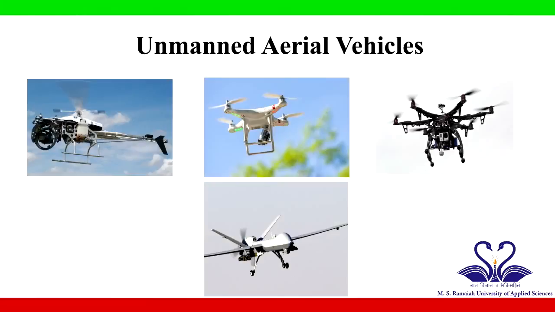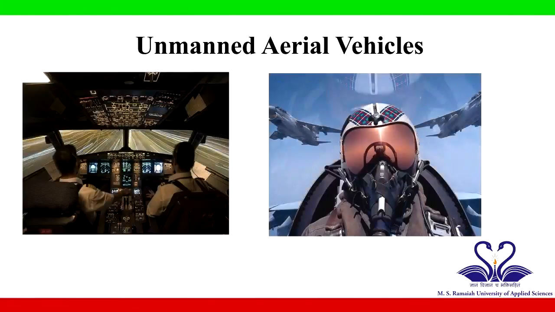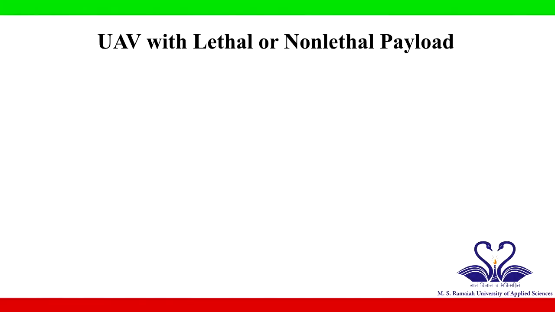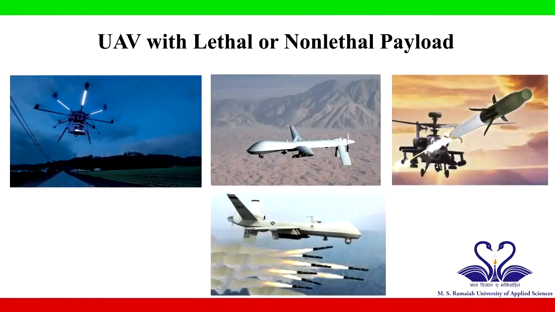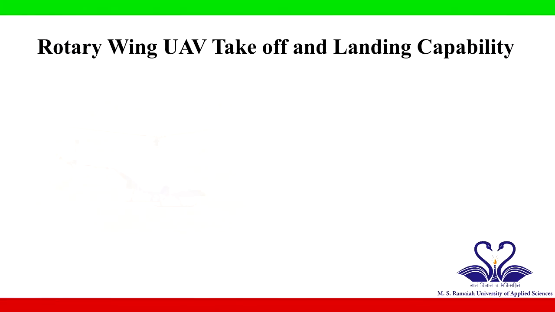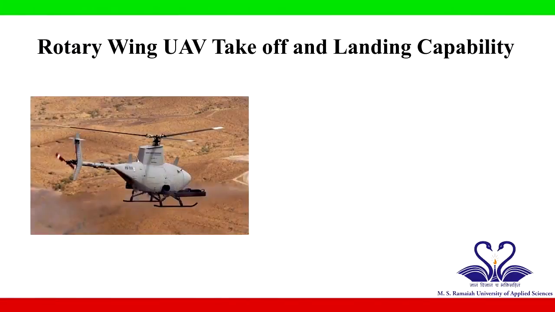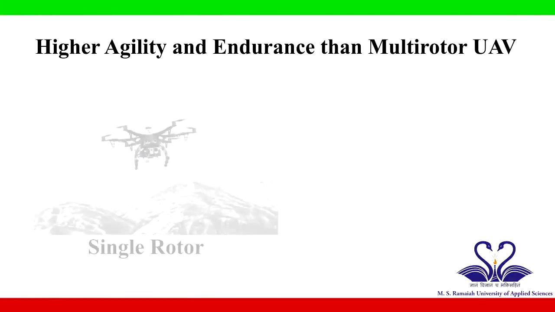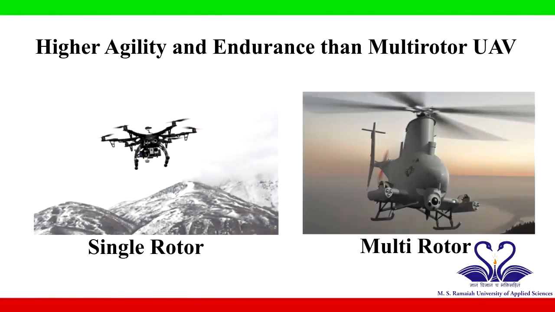Micro-helicopter development. Unmanned aerial vehicles are flying machines that do not carry a human operator and can fly autonomously or be piloted remotely. UAVs are typically expendable or recoverable and can carry a lethal or non-lethal payload. Rotary wing UAVs, such as helicopters, possess the advantage of vertical takeoff and landing capability when compared to fixed wing counterparts. They have higher agility and endurance than multi-rotor UAVs.